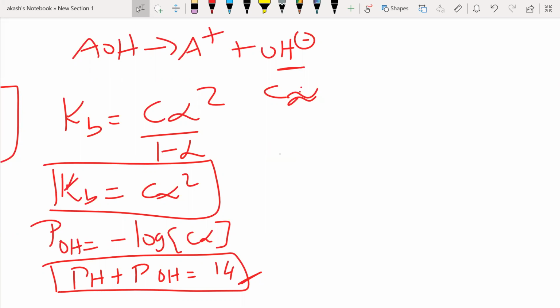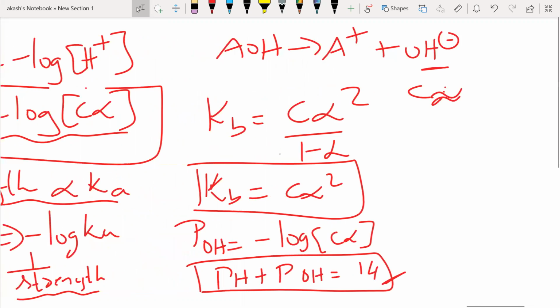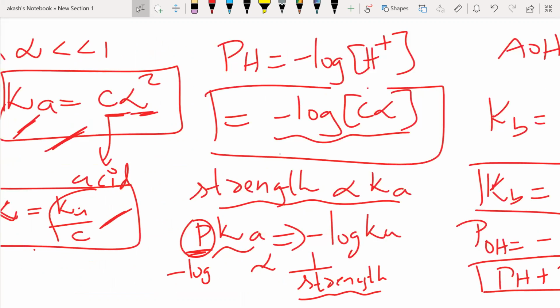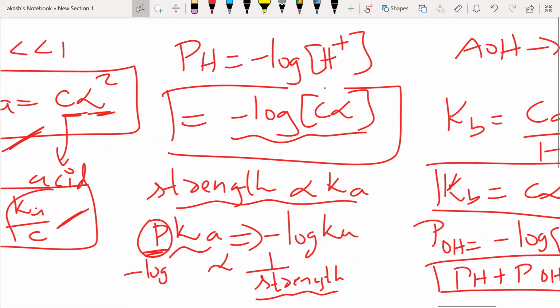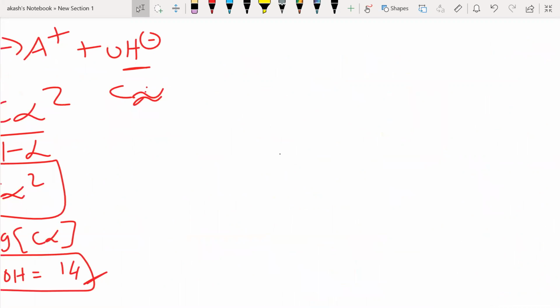Sir, that K is only for weak acids, right? Yes, Ka is only for weak acids, and Kb is only for weak bases. We cannot talk about Ka. You tell me, what will be the Ka value of a strong acid? Sir, infinity. Absolutely, right. So the Ka value of a strong acid will be infinity. That's why we're not calculating that. Okay, right. Fine. Good. So we'll move on to salts.